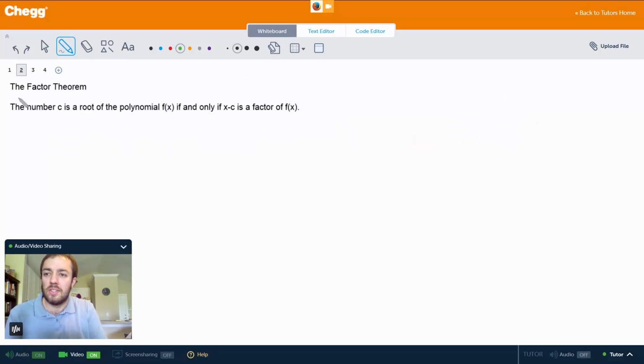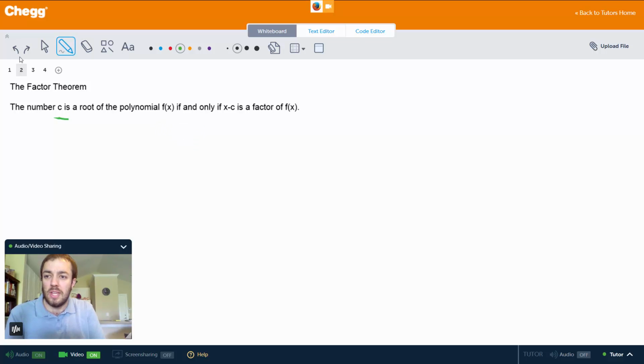So before we jump into this, let's go ahead and see what the factor theorem actually says. It says the number c is a root of the polynomial f of x if and only if x minus c is a factor of f of x. Now I don't want to prove this theorem, but let's investigate why it might be true. So what does it mean for the number c to be a root of the polynomial f of x?